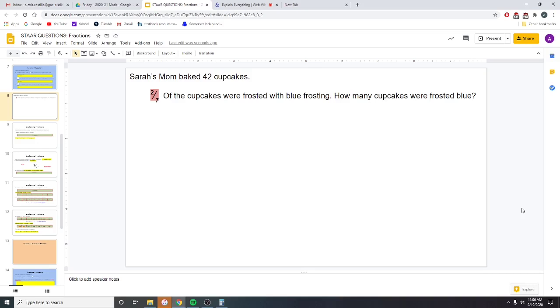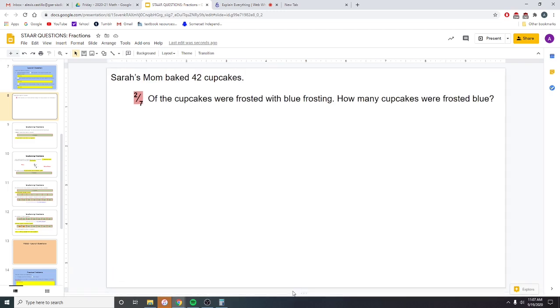Sarah's mom baked 42 cupcakes. 2/7 of the cupcakes were frosted blue. How many cupcakes were frosted blue? Okay, to solve this kind of problem, we need to understand the concept of fractions.